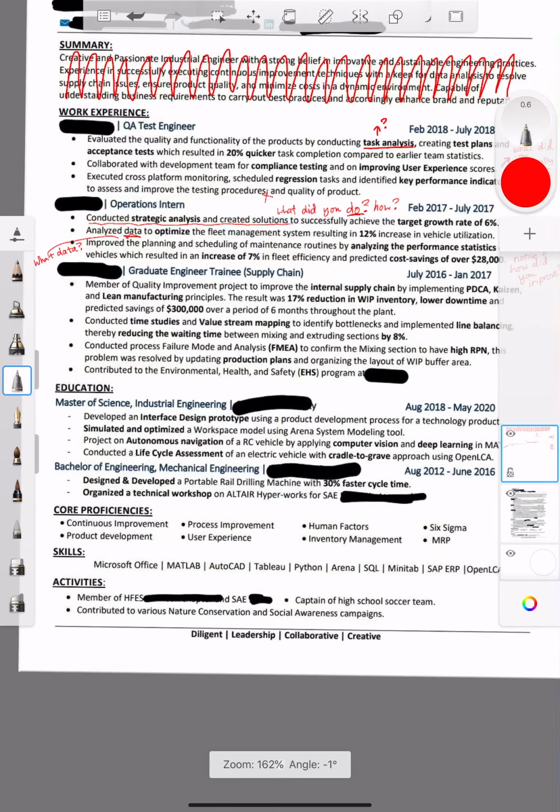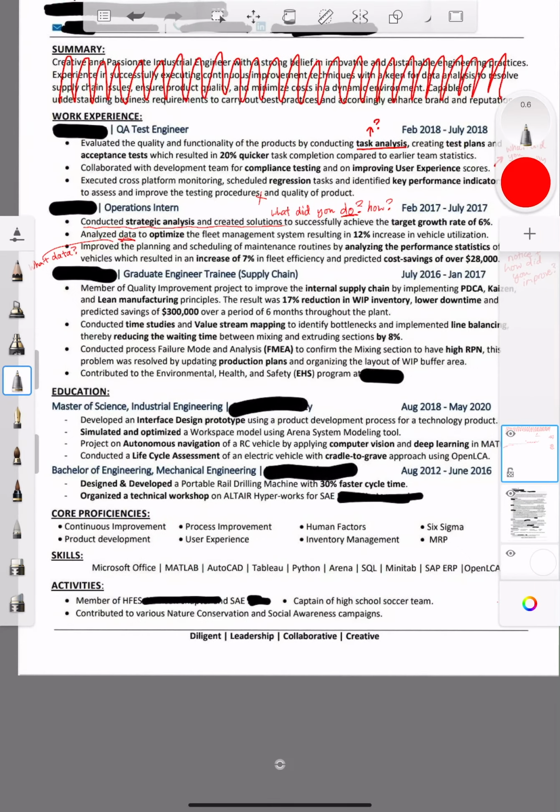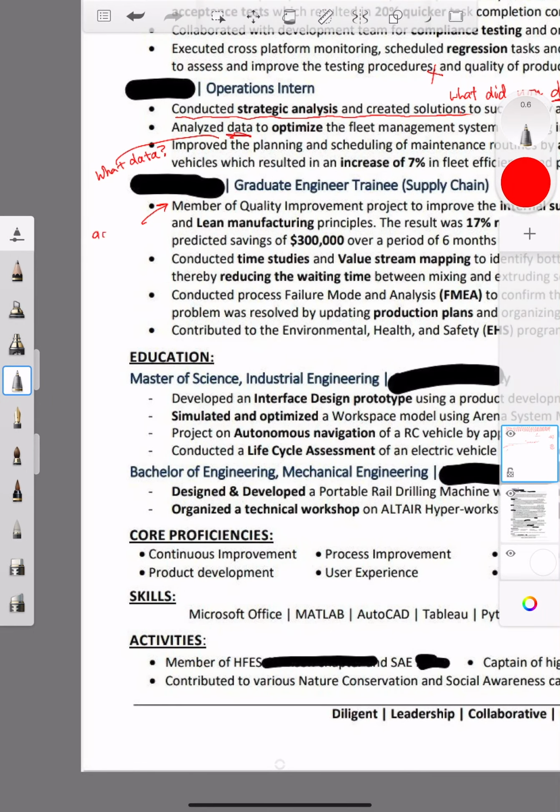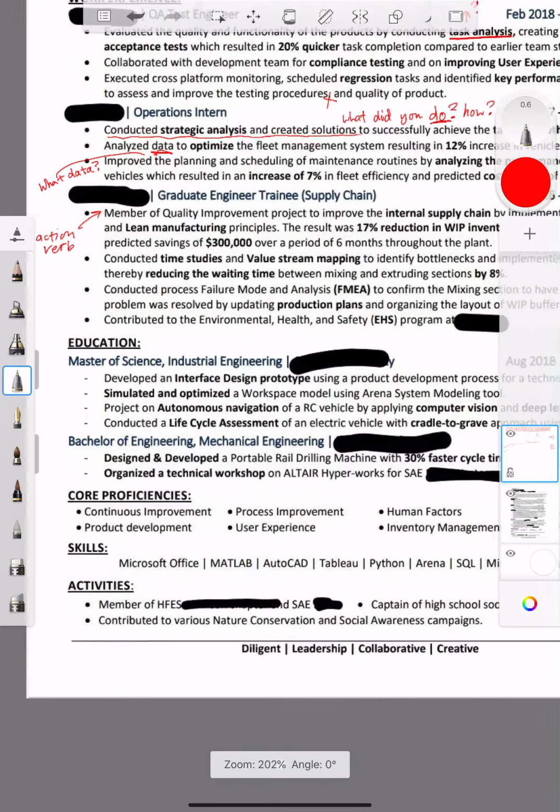All right, graduate engineer trainee supply chain. More supply chain stuff. Sorry, it's just not my expertise, but I'm trying. Member of quality improvement project. All right, number 1, we need to start everything with an action verb. Everything else has been started with an action verb, but this guy. Okay.